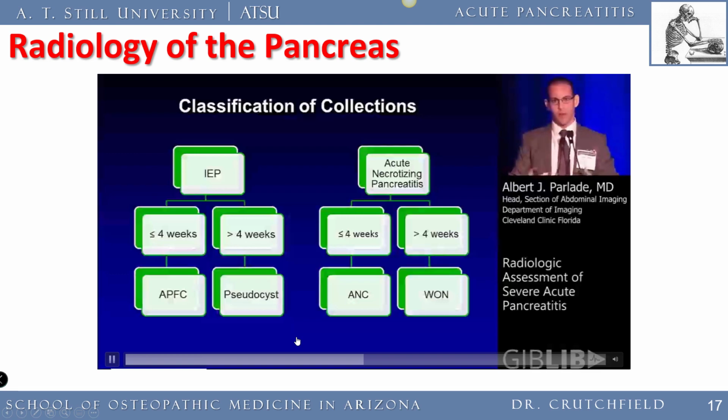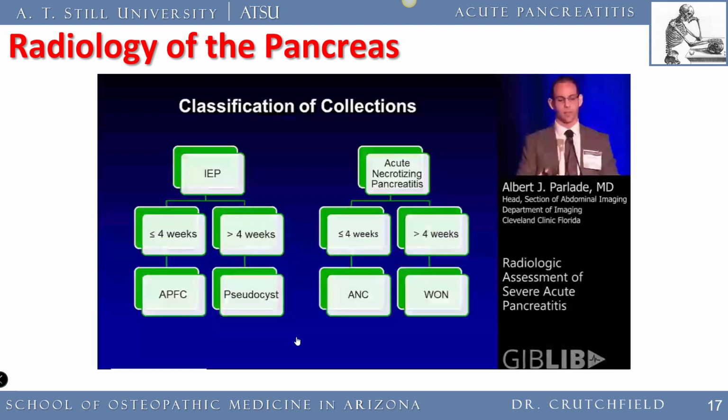The classification of pancreatic collections was important in the revised Atlanta criteria, and is something to look at. I think it's very simple, and if radiologists look at this and are consistent, then it can be used to guide management. So first you decide whether the patient has interstitial edematous pancreatitis or necrotizing pancreatitis. If they have edematous pancreatitis and it's been less than 4 weeks, you have acute pancreatic fluid collection. If it's been more than 4 weeks, you have a pseudocyst. After 4 weeks, you have a well-developed wall, a well-organized collection, and it's considered a pseudocyst.